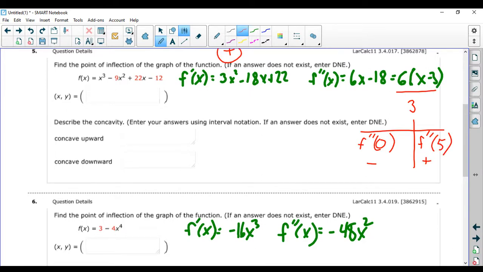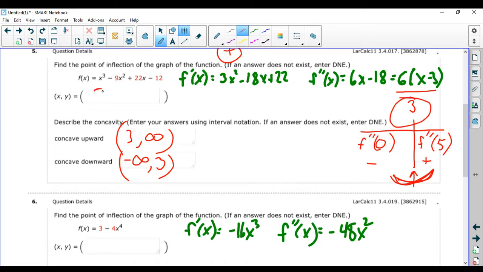So it did change concavity right here. Went from concave down, -infinity to 3. Concave up, 3 to infinity, which means 3 is the x value of a point of inflection. So I'm going to write that right here. And the y value is you have to plug 3 into that function. I'm going to quickly do that on a calculator.